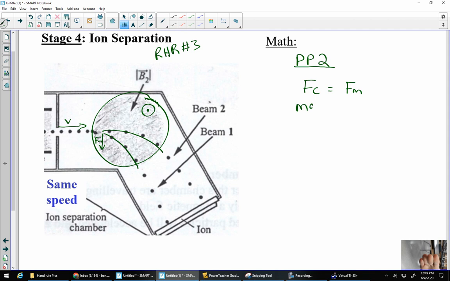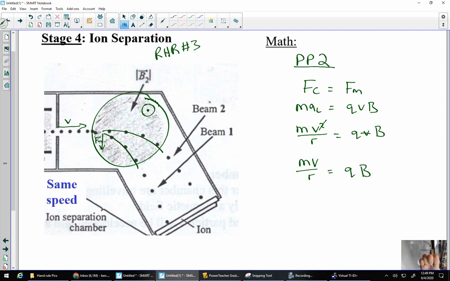So I'm going to expand on this a little bit. This is M times AC. Very nice. FM is QVB. Okay, and then let's expand one more time. Usually we're dealing with speed, so AC is V squared divided by R. There we go, V squared divided by R, which is going to be equal to QVB. Anything cancel? Oh yeah, it looks like one of the speeds cancels. Nice. So we get MV over R is equal to QB.